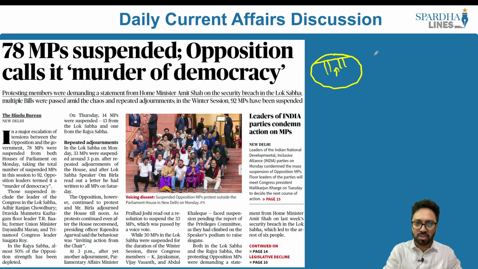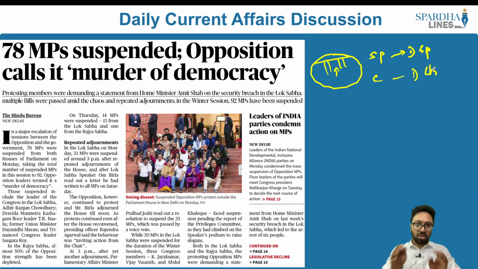When it comes to the Lok Sabha, it can be the Speaker. If it is not the Speaker, it can be the Deputy Speaker, and similarly in the Rajya Sabha, it can be the Chairman, or if not, the Deputy Chairman as well. So how will the members be suspended? The members will basically be asked not to enter the well of the house.